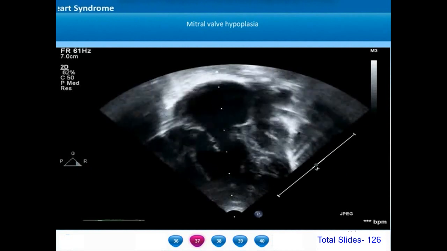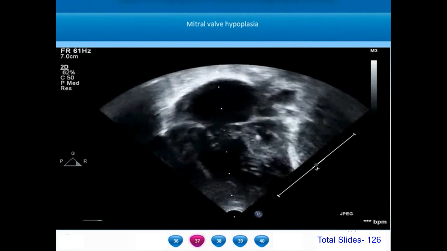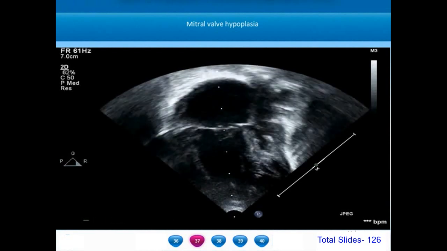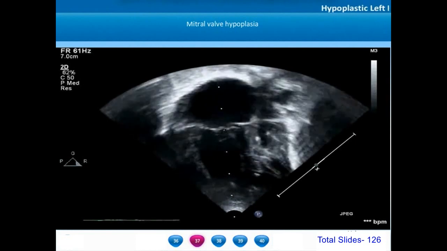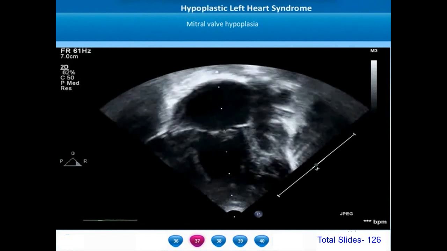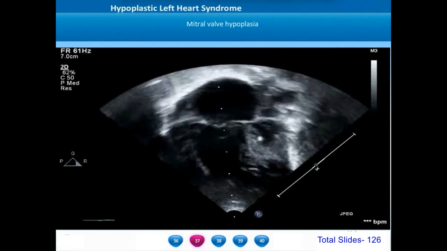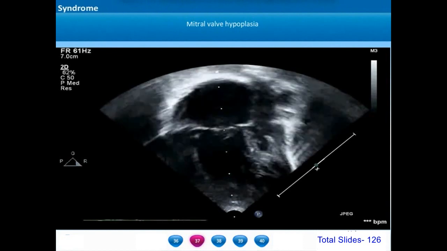The mitral valve is very hypoplastic. The mitral valve annulus is much smaller than the tricuspid valve. You can also notice that the left ventricle is very hypoplastic. The left ventricular endocardium shows areas of fibroelastosis and calcification. The left ventricular apex does not extend up to the right ventricular apex.